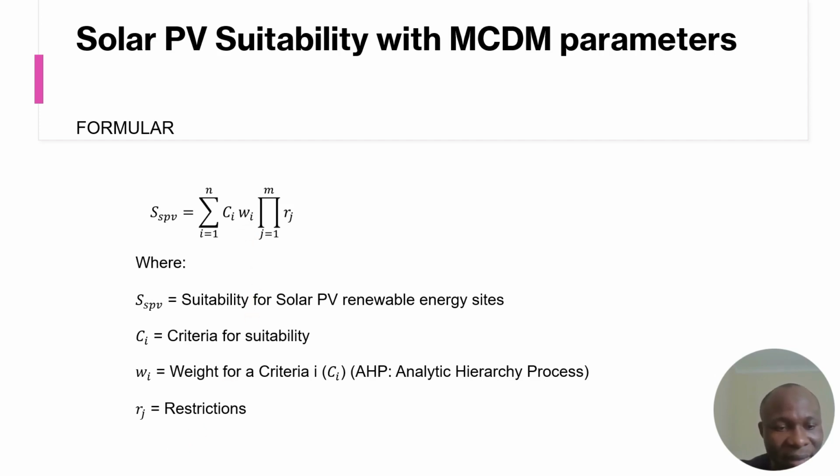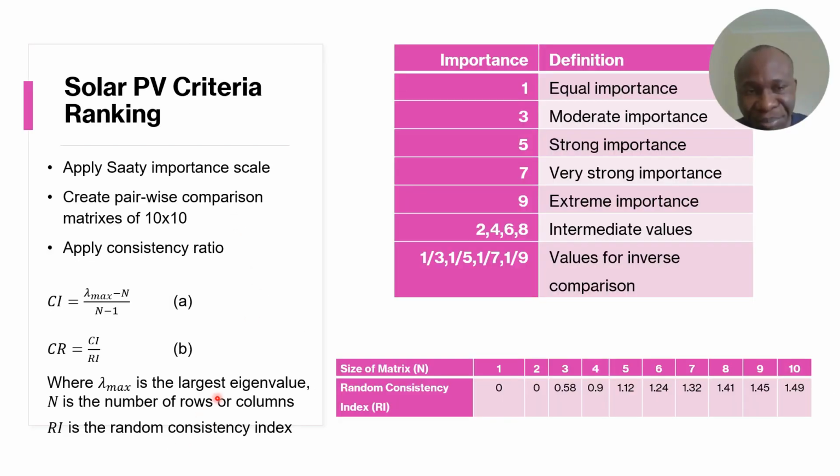In the next section we're going to be talking about the criteria ranking. Remember I mentioned that we're going to be using SATI. I also mentioned to you earlier that we're going to be using 10 by 10 matrices, and we're going to be applying a consistency ratio. The consistency ratio is going to follow this simple formula, where this is the EB value, N is the number of rows and columns, and R is the random consistency index. I'm going to be showing you all this based on the formula as defined, and that is for ranking.